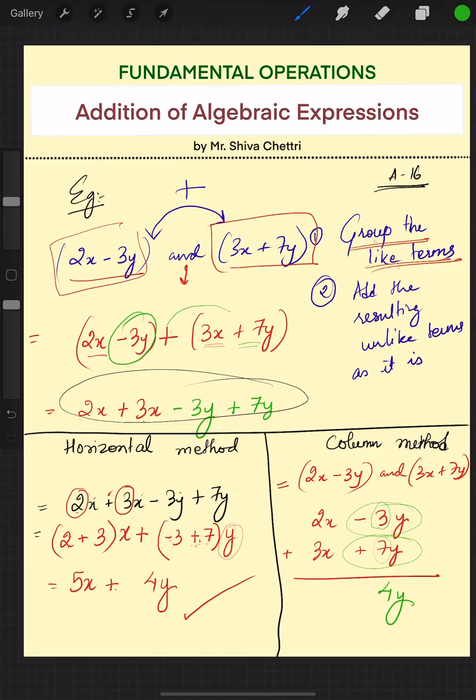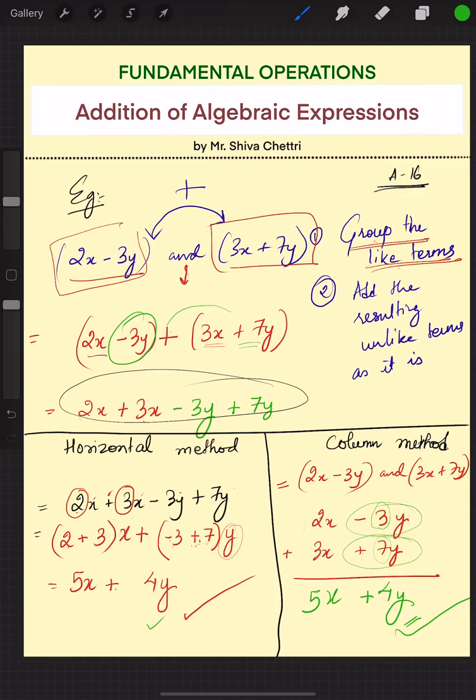3 and 7, minus and plus, you will subtract. If you subtract 3 and 7, you will get 4. The sign follows the greater number. What is greater here, 7 or 3? 7. What sign does 7 have? It is plus. Now x and x, you'll write x. 2 and 3, both are plus, so I'll add them. So 3 plus 2 is 5x plus 4y. Both the answers are the same, the only thing is that the method is different.